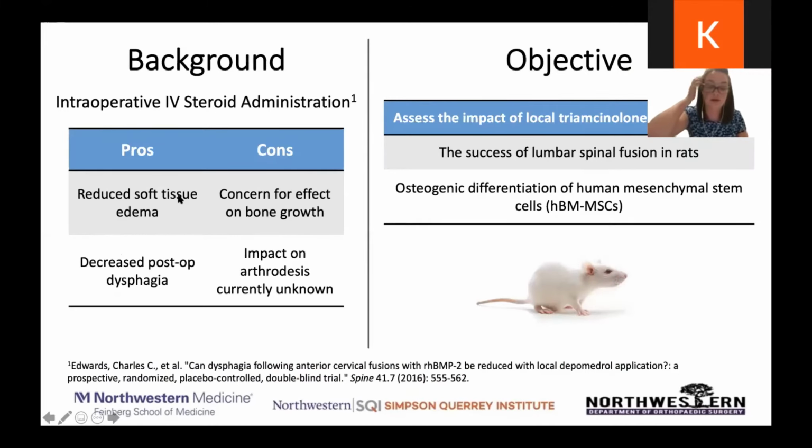This research focused on the effects of local triamcinolone on bone regeneration in a rodent lumbar spinal fusion model. Intraoperative local steroid administration has been shown to reduce the postoperative complications of dysphagia and soft tissue edema in anterior cervical procedures. However, this practice has not become commonplace due to concerns for potential negative impact on bone growth. Therefore, we assessed the potential impact of steroid application on spine fusion in a rat preclinical model, as well as on the osteogenic differentiation of human mesenchymal stem cells in 3D cultures.